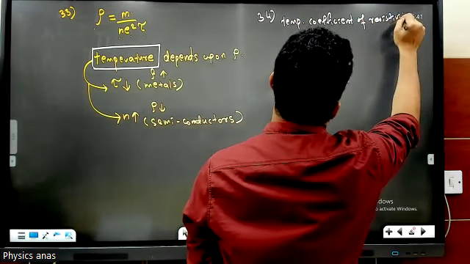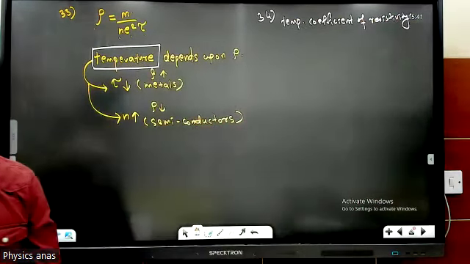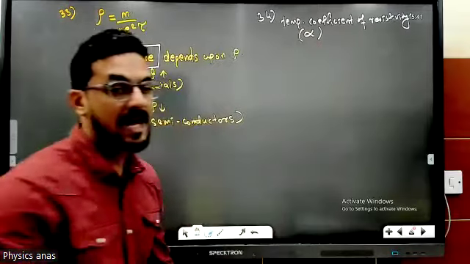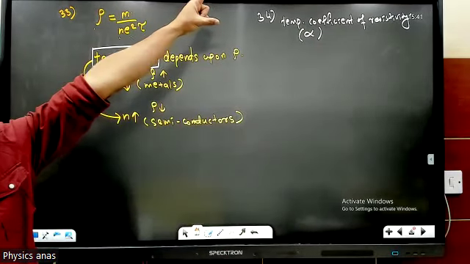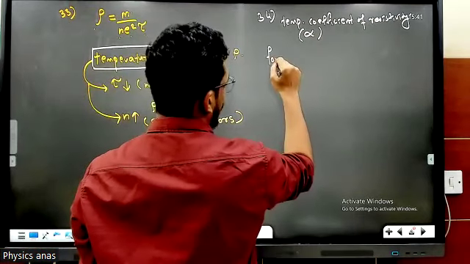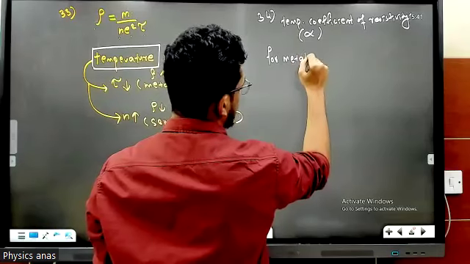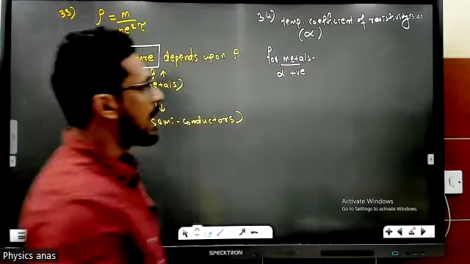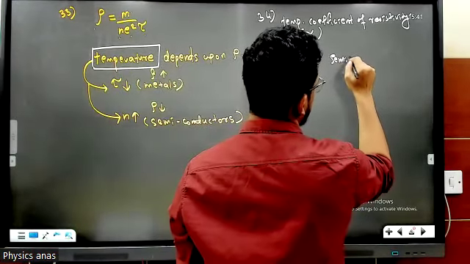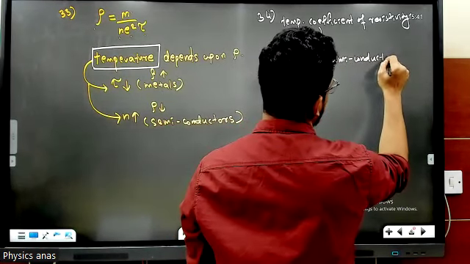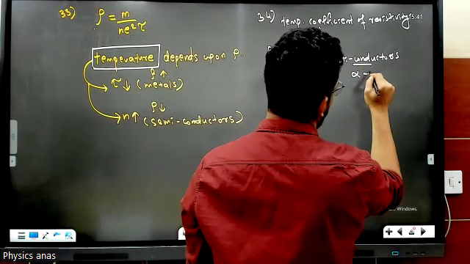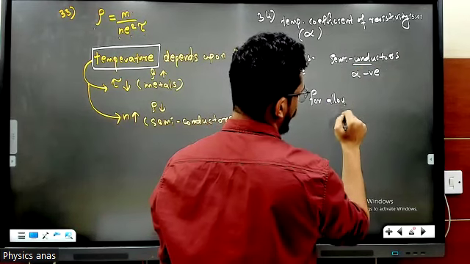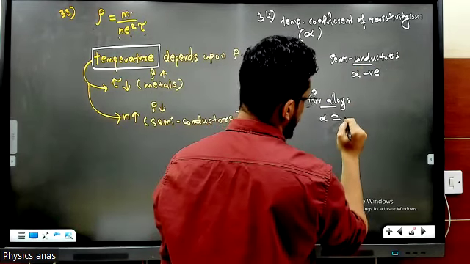Temperature coefficient of resistivity. Which is the symbol we are using for it? That's alpha. Alpha is the temperature coefficient of resistivity. And for metals, what is the sign of alpha? For metals, alpha is positive. And for semiconductors, alpha is negative, right? And for alloys, alpha is nearly zero.